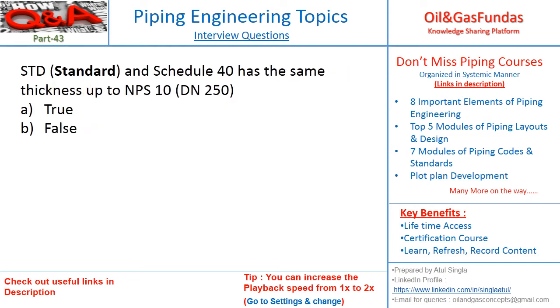Standard and schedule 40 has the same thickness up to NPS 10 or DN 250. So for 10 inch it is showing the same thickness for standard and schedule 40. Is it true statement or false? The answer is A. It is true. Up to 10 inch standard and schedule 40 are representing the same thickness. So this is something which we need to remember. It is very important. Sometimes we need to refer standards. We can always refer to standards. We will get the same thicknesses. Standard and schedule 40 has same thickness up to 10 inch. Above that there will be difference in thicknesses.